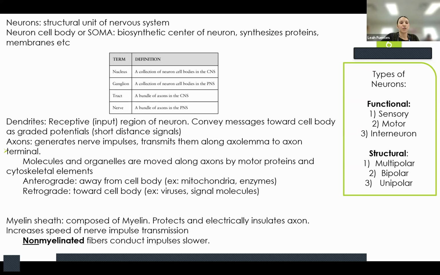And then we get into more anatomy. So dendrites, these are the receptive region of the neuron. So this is what is taking in the messages. This is conveying messages toward your cell body as graded potentials, which are going to be the short distance signals.